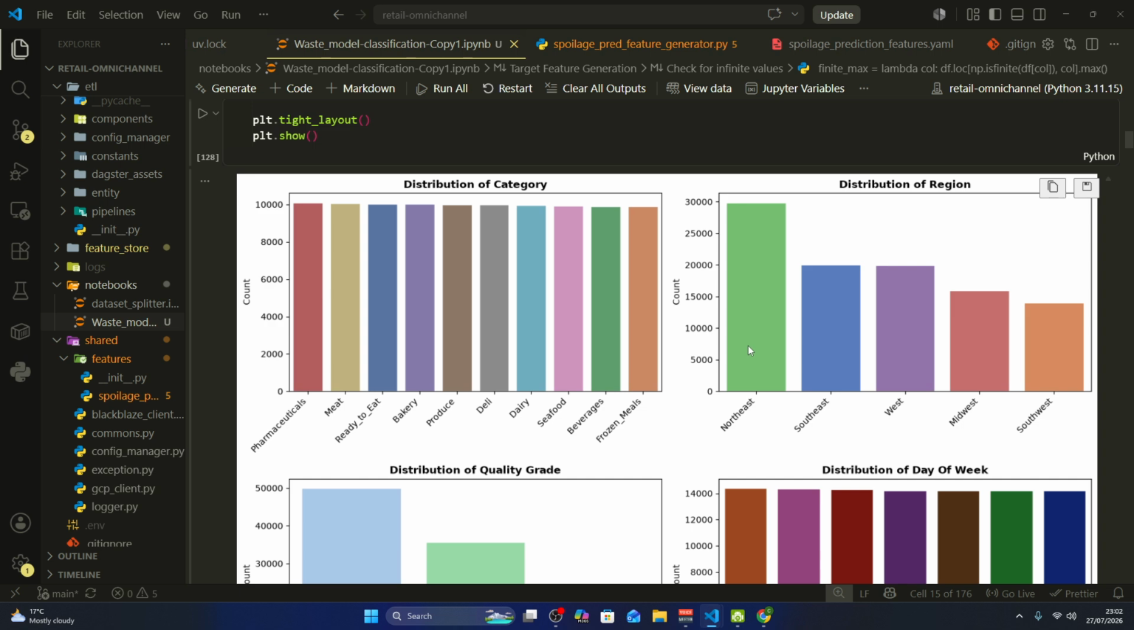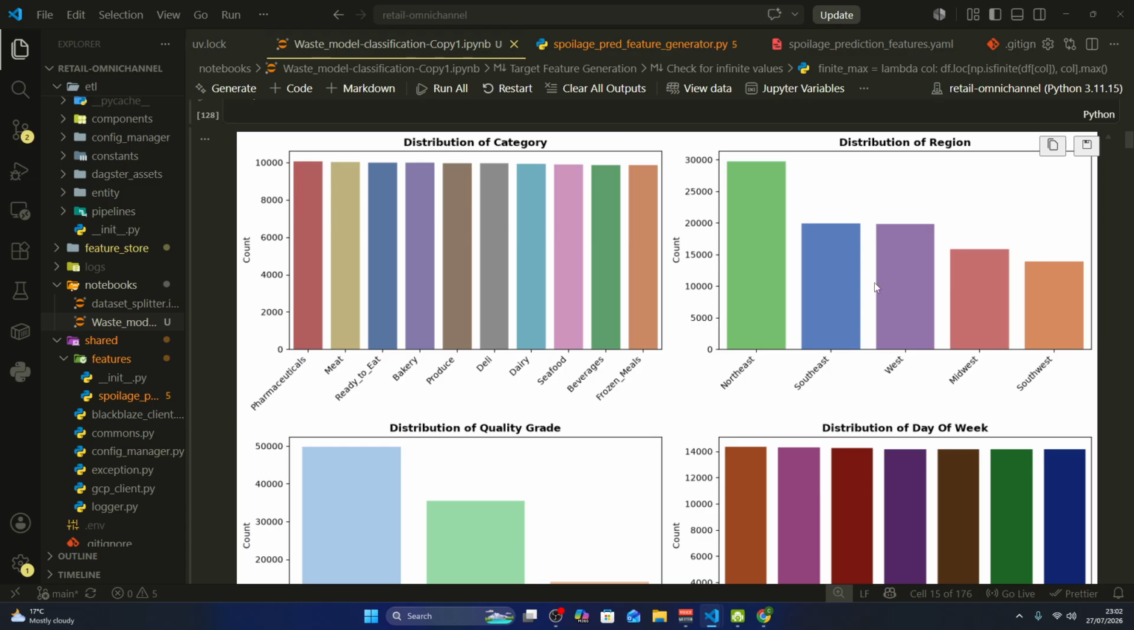So product category will not matter much when it comes to building a model. Then we have the distribution by region. You can see Northeast accounts for most of the goods. So this is where maybe you have the most stores, sales, whatever. It can be perceived like that.